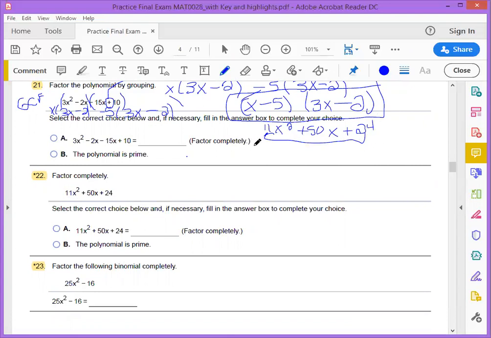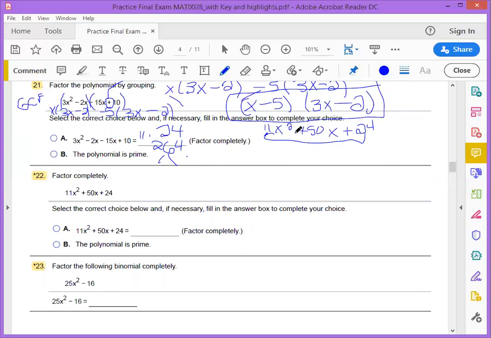First, you want to multiply together your leading coefficient and your constant. So 11 times 24. You need to multiply those two terms together. And when you multiply 11 times 24, you'll get 264. And we need to find two factors where when we multiply them, we get 264, but when we add them, we get 50. We want our middle term.